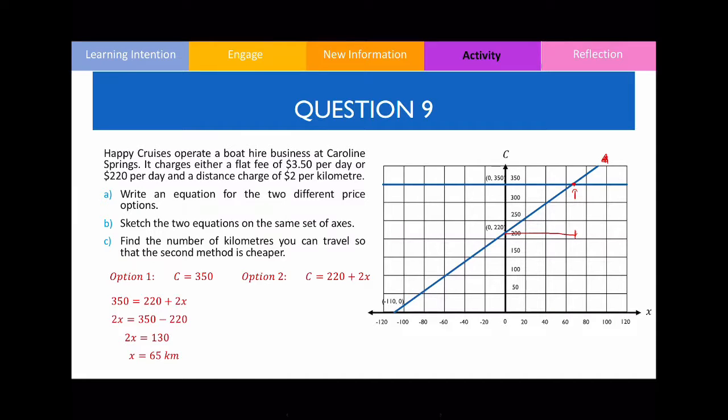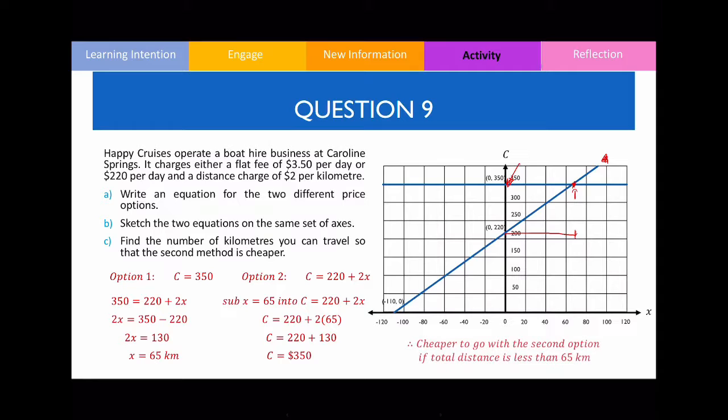Now, I'm also going to find out what the cost is, although the question doesn't actually want you to do that at all. If you sub that back in, you're going to get a cost value of $350, which is going to be the exact same amount, which should be clearly evident anyway, since this is a horizontal straight line. So finally, to answer this question, make sure you are writing this as a word statement. You'd say it's cheaper to go with the second option if the total distance that you traveled is less than 65 kilometers.